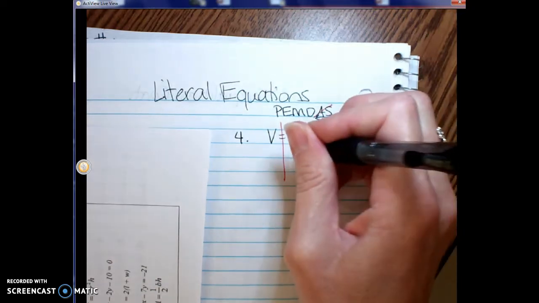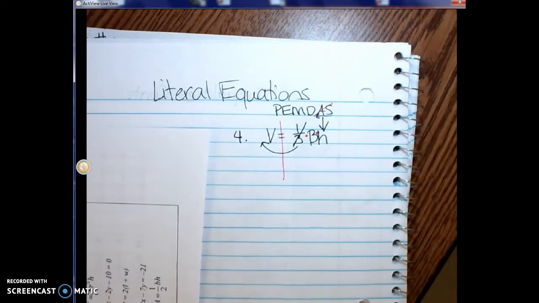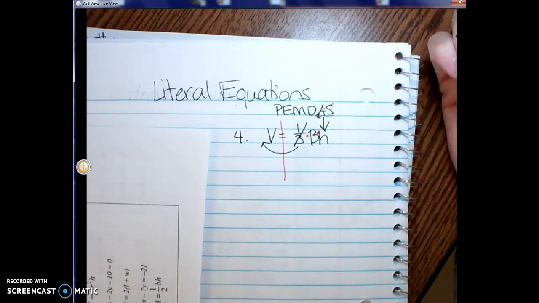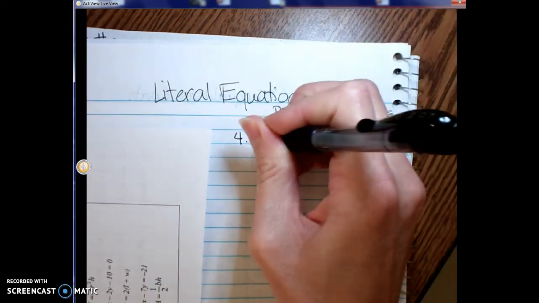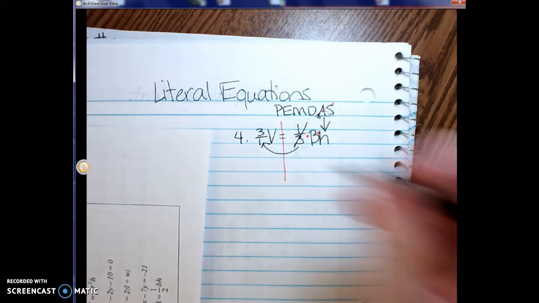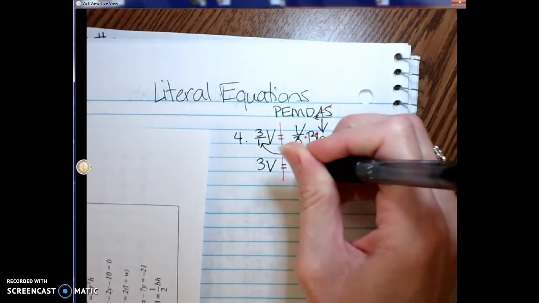All we're going to do is we're going to take that 1/3 and we're going to kick it to the other side so that it disappears. And it's going to become the opposite. Instead of 1/3, it's going to turn into 3/1. Okay. 3 divided by 1 is just 3, so I would have 3v equals b times h.